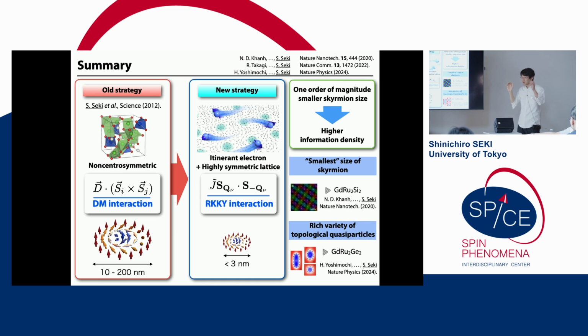And actually, following this new strategy, we discovered an extremely small skyrmion and a very rich variety of topological magnetic quasiparticles. These findings strongly suggest that this novel skyrmion formation mechanism works quite well. Further material development following this new strategy will lead to the discovery of even smaller skyrmions or a richer variety of topological magnetic quasiparticles.